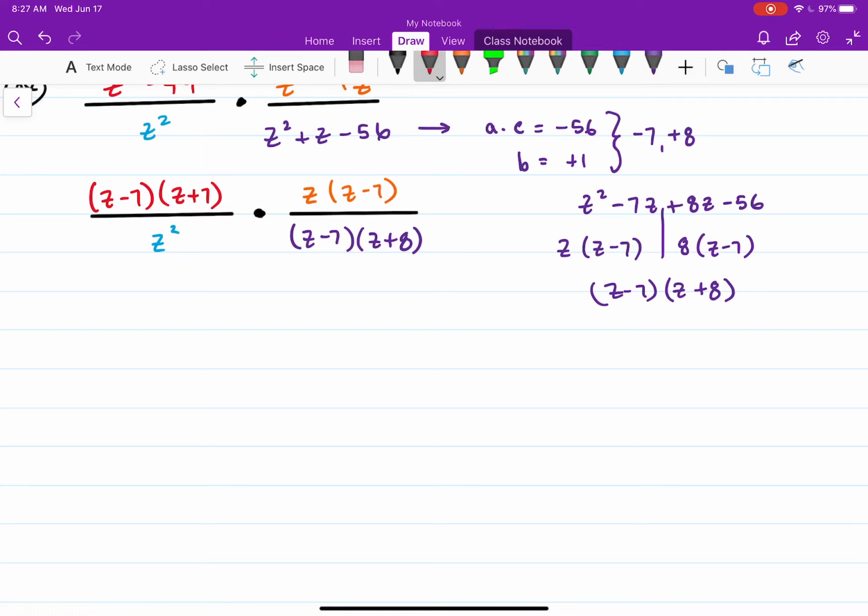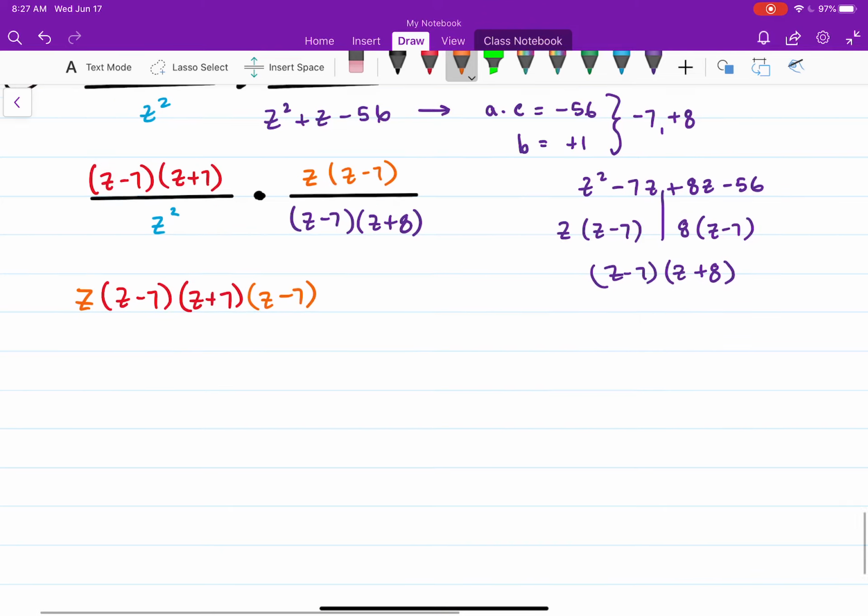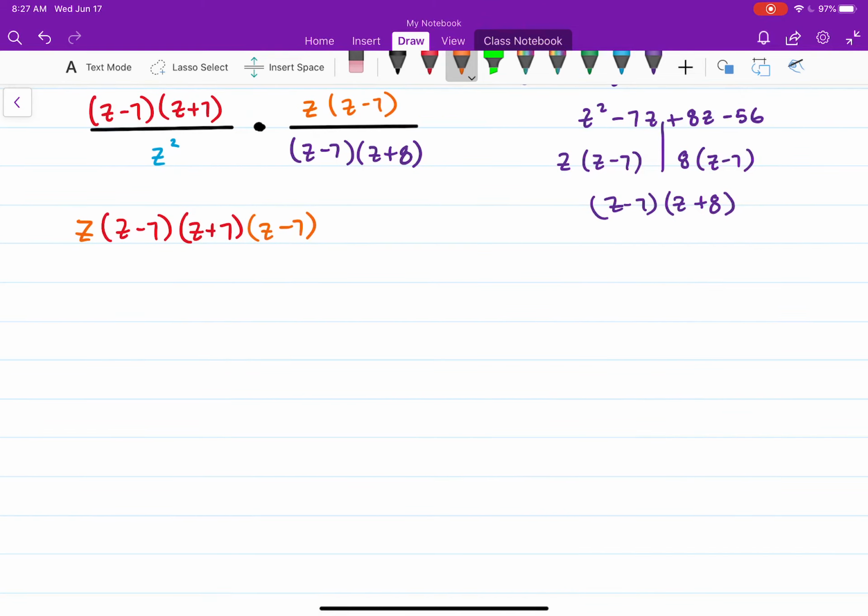Okay, so when I multiply these, here we go. I'm going to have a z minus 7, a z plus 7. Let's bring this z all the way up to the front here, just because it's all alone, and a z minus 7. Okay, so what's on the bottom? The bottom is going to be a z squared times a z minus 7 and a z plus 8.